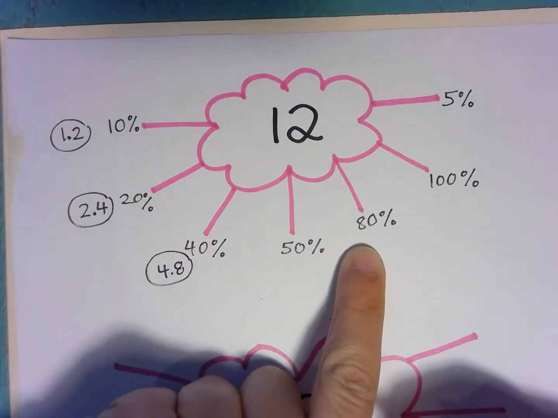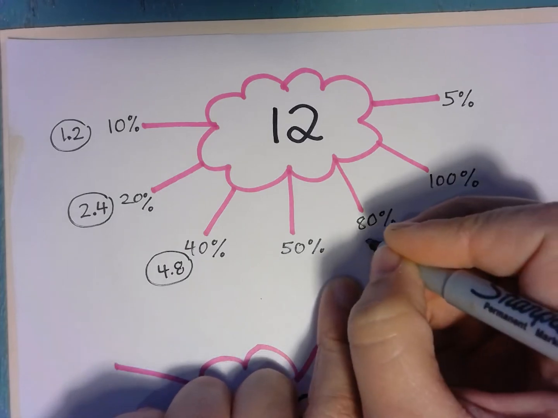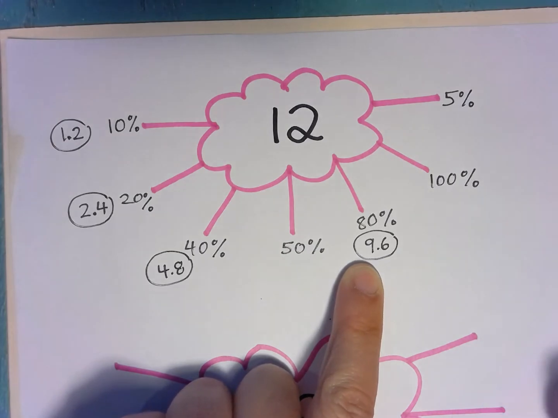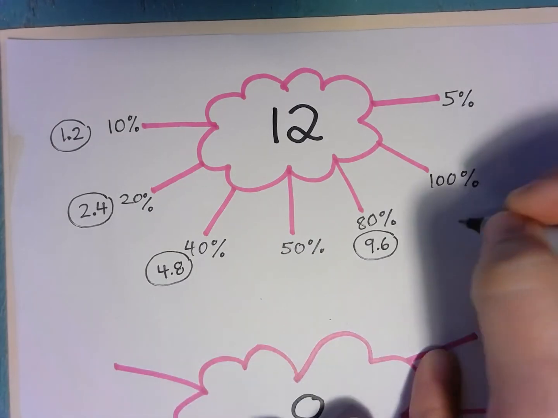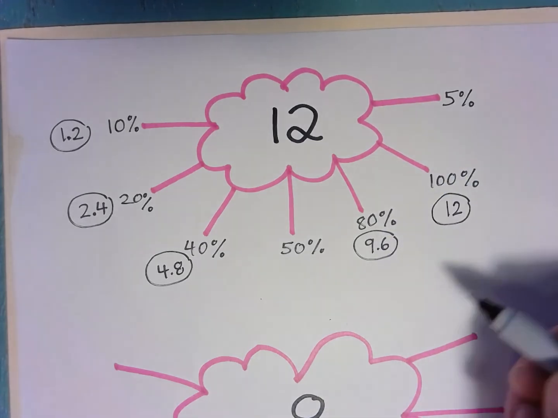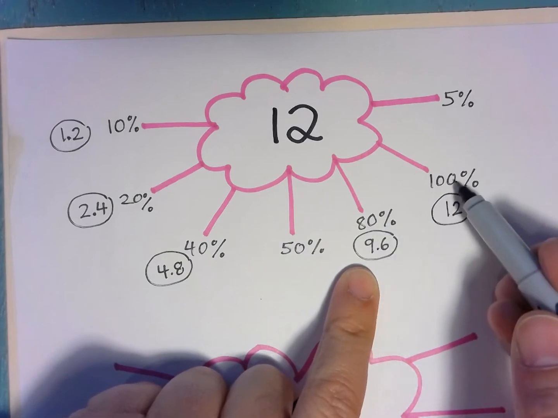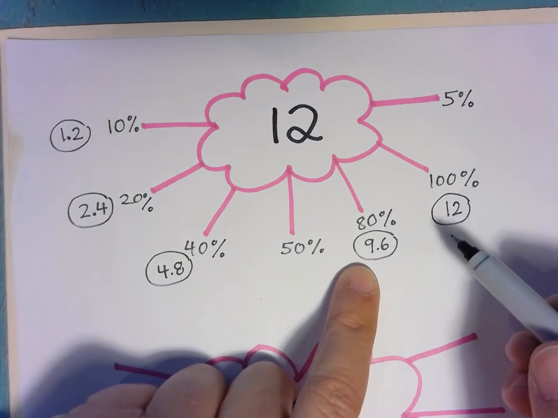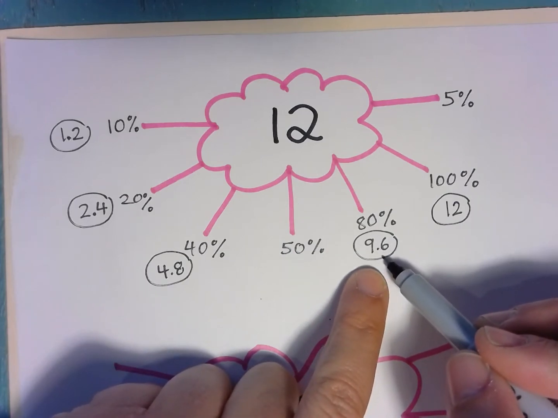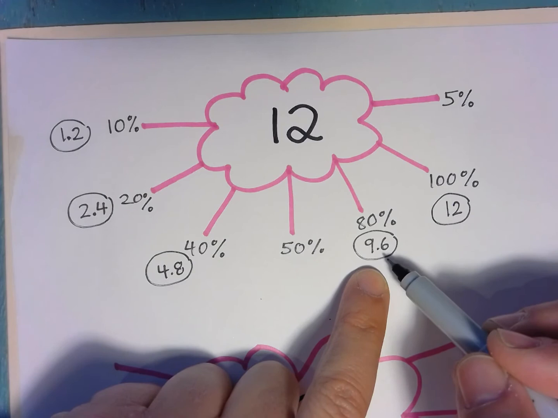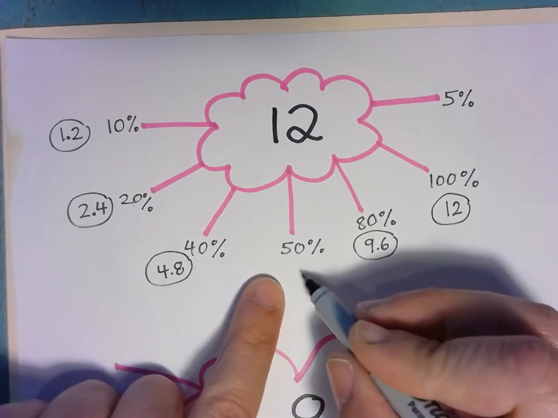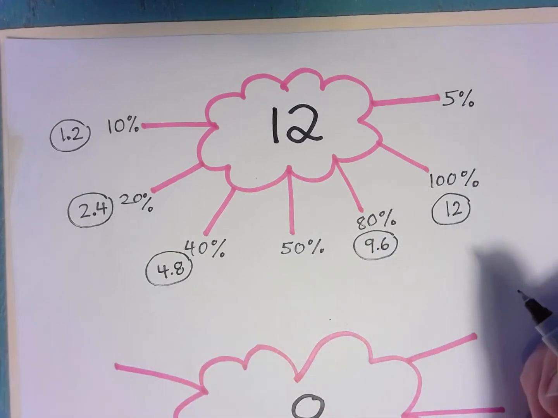Let's skip over 50 for now. Let's go to 80% since we're on a roll. 9.6 or 9 6/10. And then 100% of 12 is 12. And if you think about it, this makes sense. 80% is really close to 100%. So if you're ever not sure you're doing the problem correctly, take a look. If you got 4.6 for this answer, I would say that's probably not correct because 4.6 is really far away from 12.